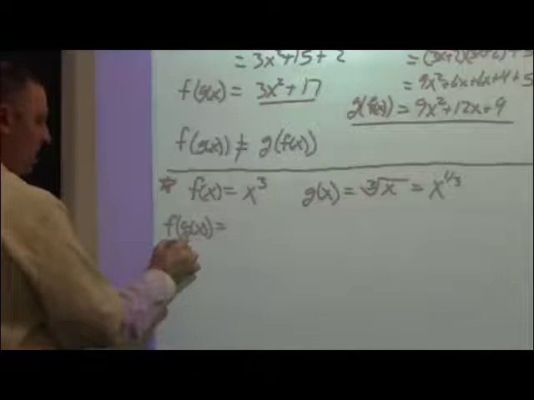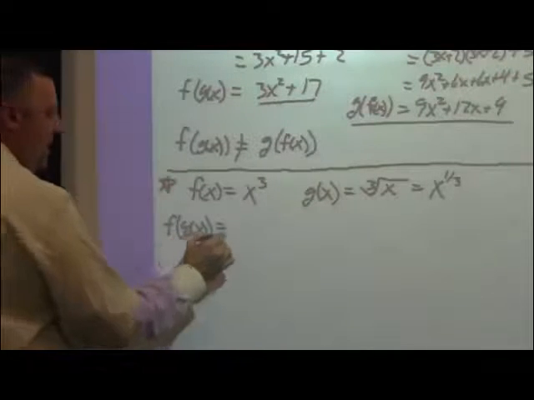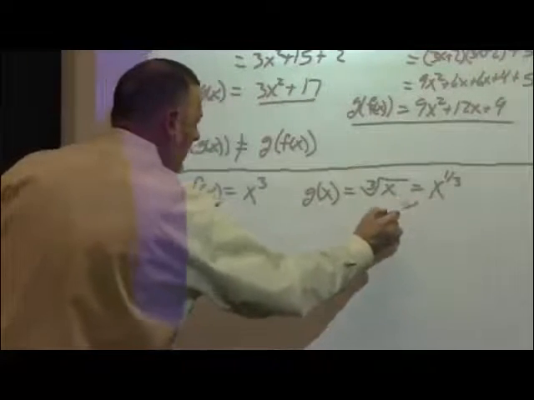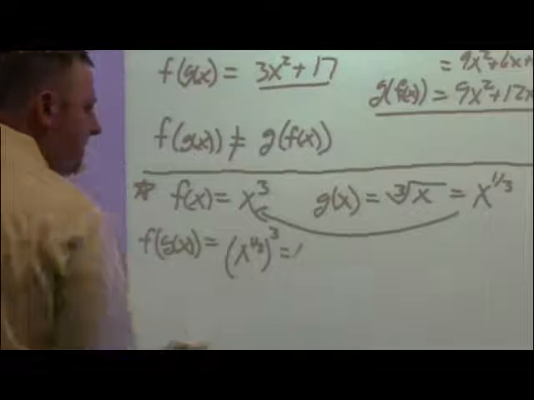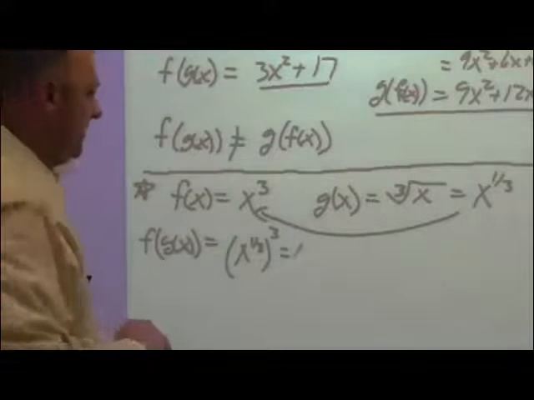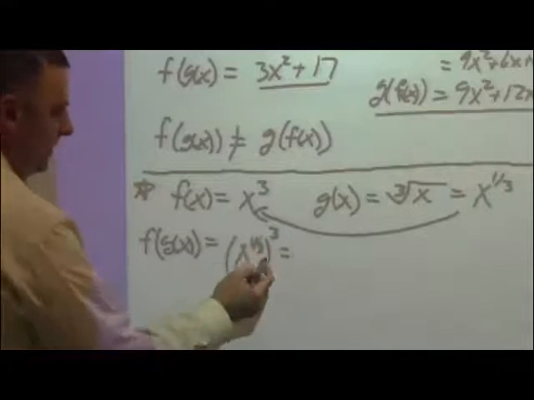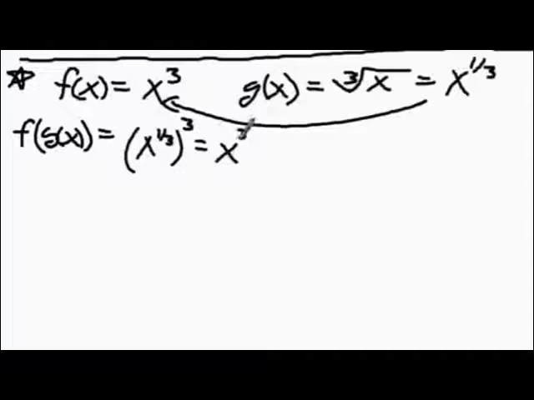That means we're going to start with g of x. That's the inside part. You're going to take that x to the 1/3 and plug it in. Wherever you see an x, you're going to plug it in here. So it's going to look like this: x to the 1/3, cubed. If you remember your rules of exponents, you're going to take this 3 times the 1/3. It's going to give you x to the 3/3, which is x to the first, or x.